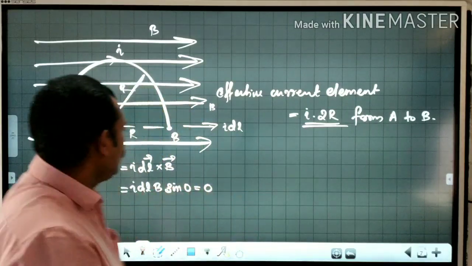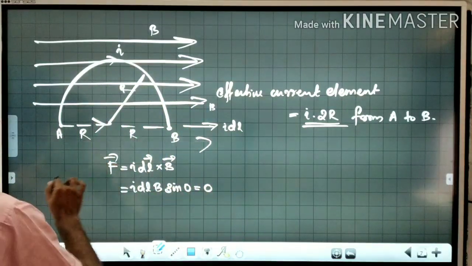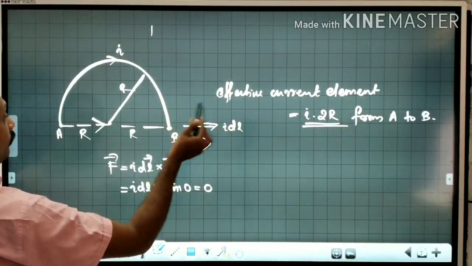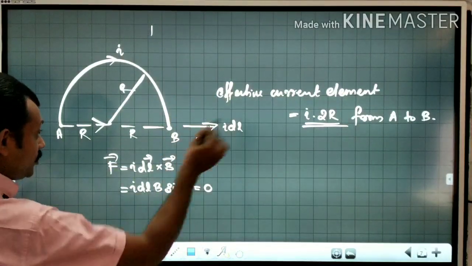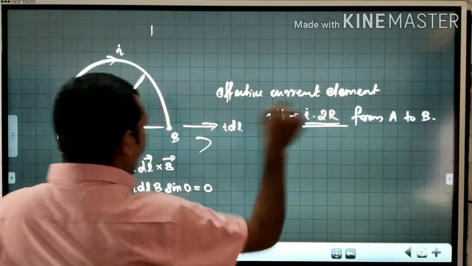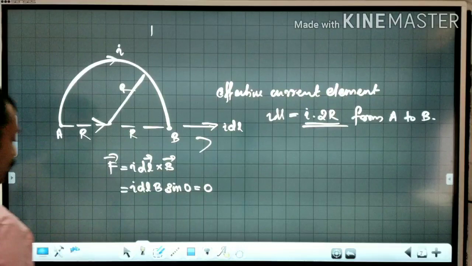Ready? Now I'm going to do one more thing. Okay, I'm just wiping off all this. Now this is the direction of IDL, that is I into 2R. IDL is equal to I into 2R. There is no confusion in that.